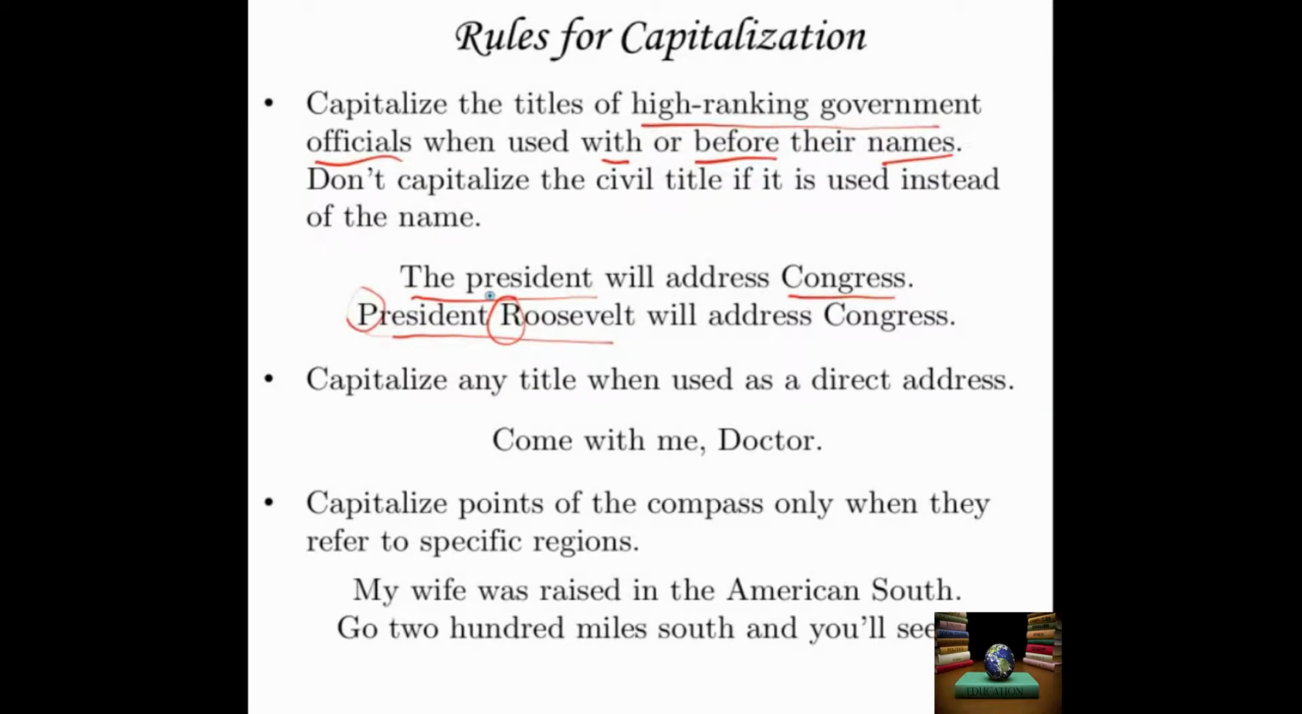Next, capitalize any title when used as a direct address or in place of a name. So if we say, "Come with me, doctor," then you capitalize the D in doctor because you're using it instead of his name. You're talking to him and saying, "Hey, doctor." You would capitalize his name if you used it, so you capitalize his title under those circumstances.